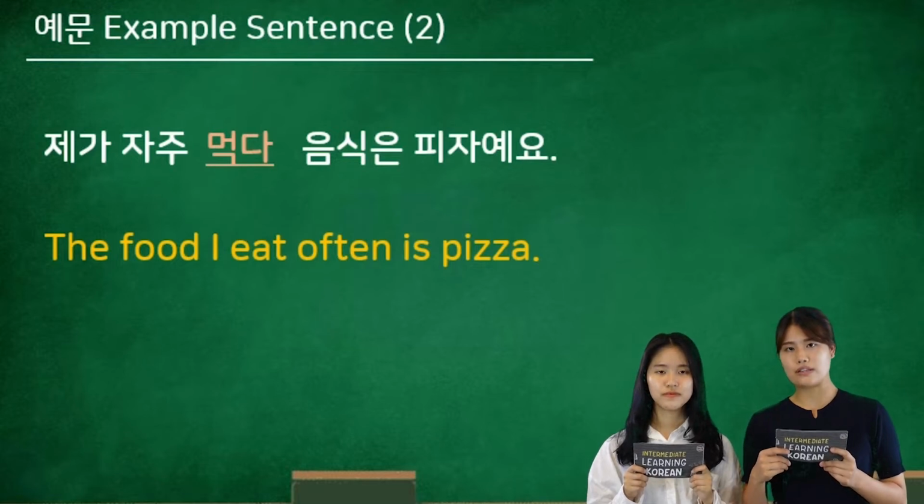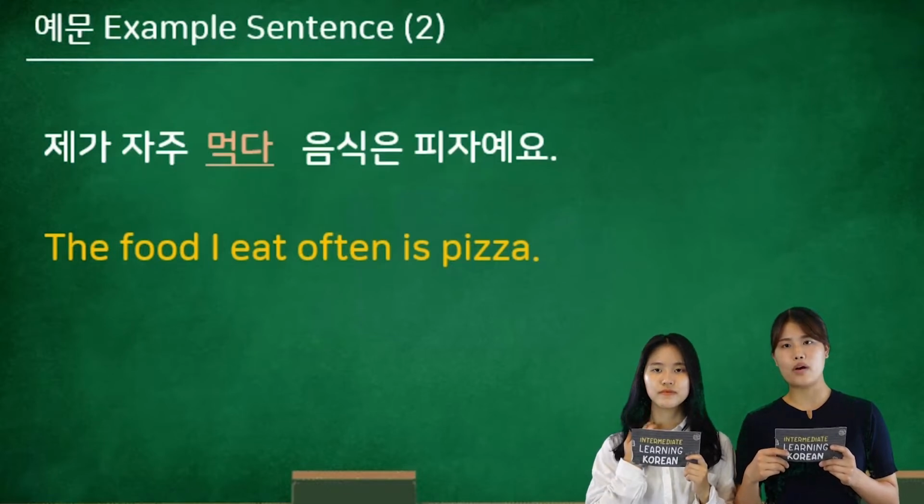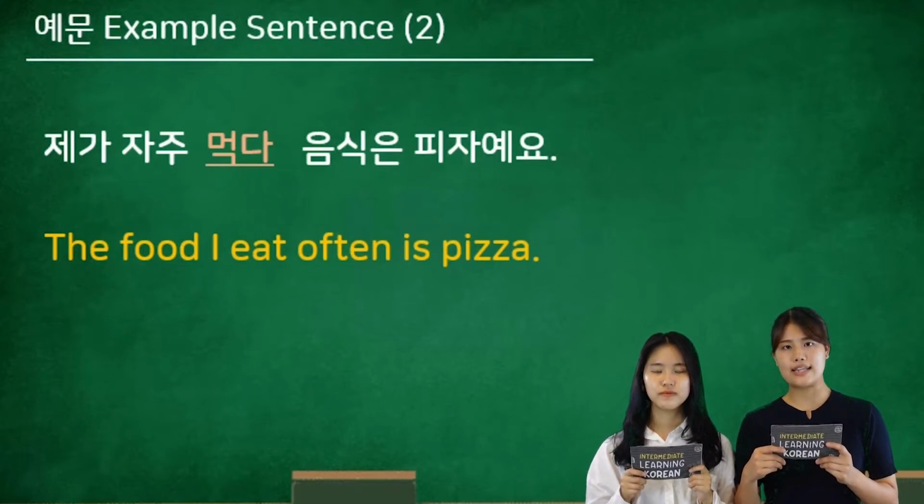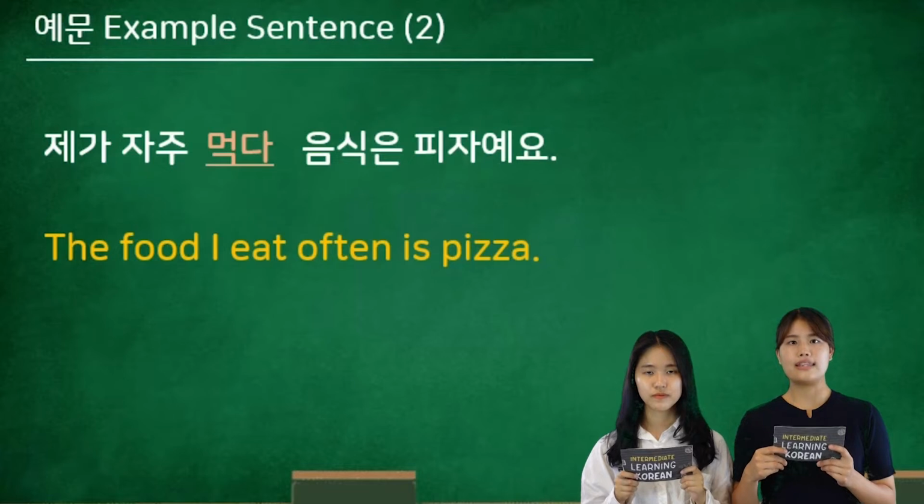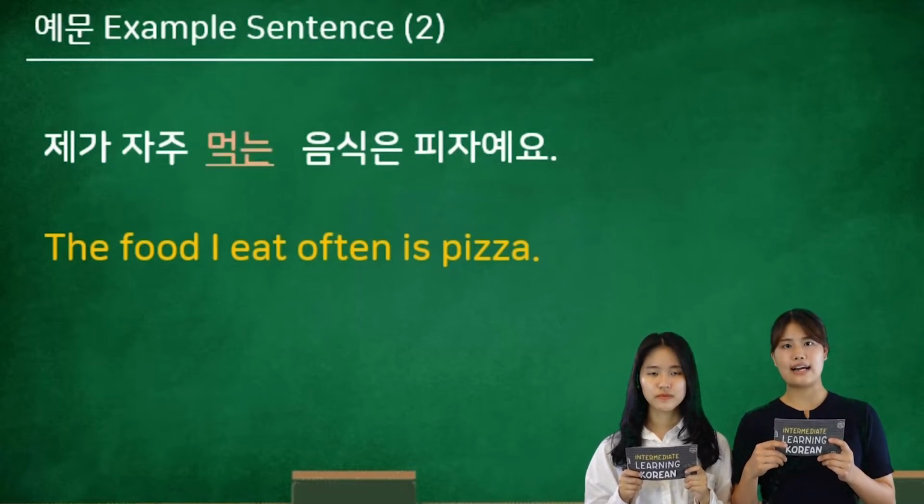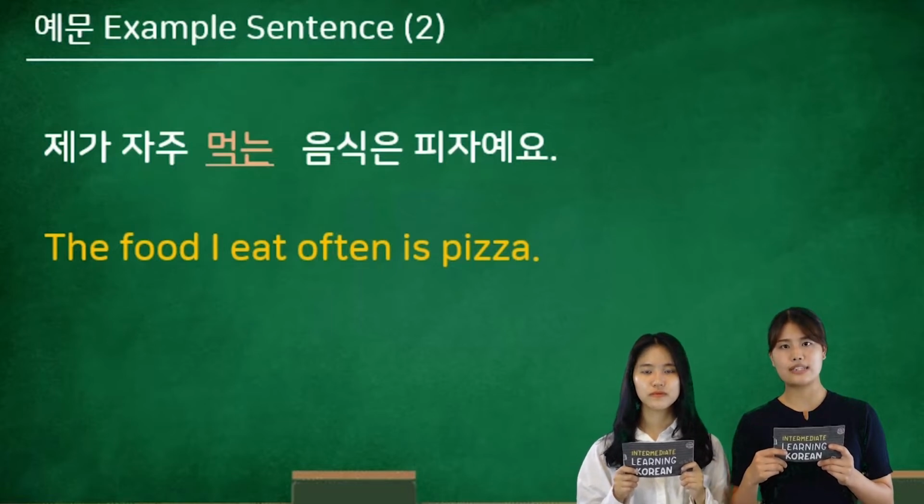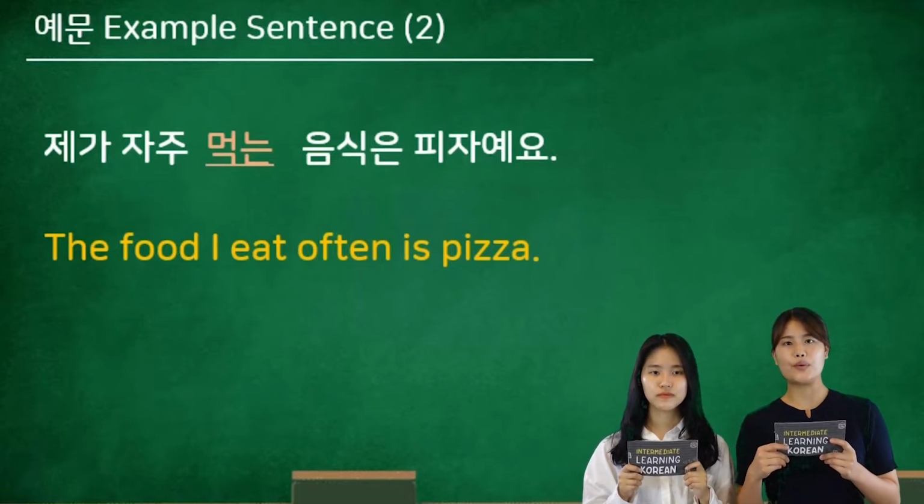제가 자주 먹다 음식은 피자예요. If you remove 다 from the verb 먹다 in this sentence, you can see that there is a final consonant in the stem of the verb. That's why we use 는. Then 제가 자주 먹는 음식은 피자예요. Let's say it again. 제가 자주 먹는 음식은 피자예요.